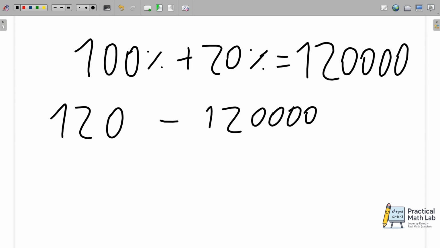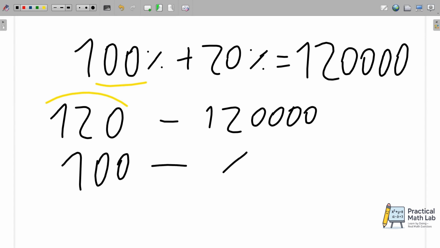What is the value of the car? 100%. 120,000 is the value of the car plus the repair. 100% plus 20 is the value of the car plus the repair, which equals 120%, as shown here. Value of the car, 100%, which equals how much? We don't know, so it's equal to X. And now, what do we do in this case? We just multiply crosswise here.